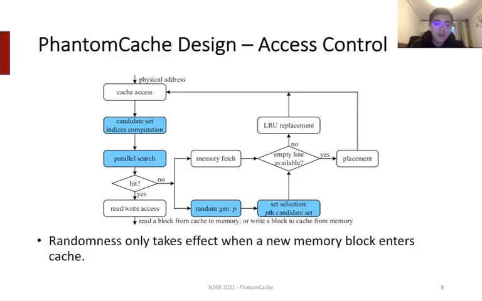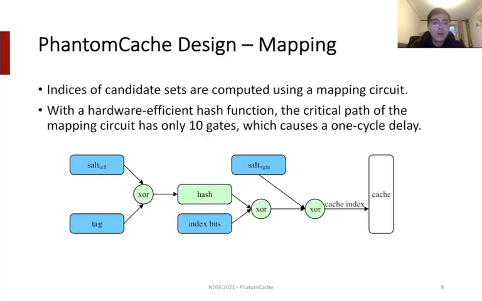So randomness only takes effect when the new memory block enters cache, which means a cache miss just occurred. In PhantomCache, we compute the candidate set index through a mapping circuit. In the figure, we can see that we introduced a random number sort, which is fixed at boot time. And it is split into two parts, which are used at the beginning and the ending of the mapping function.